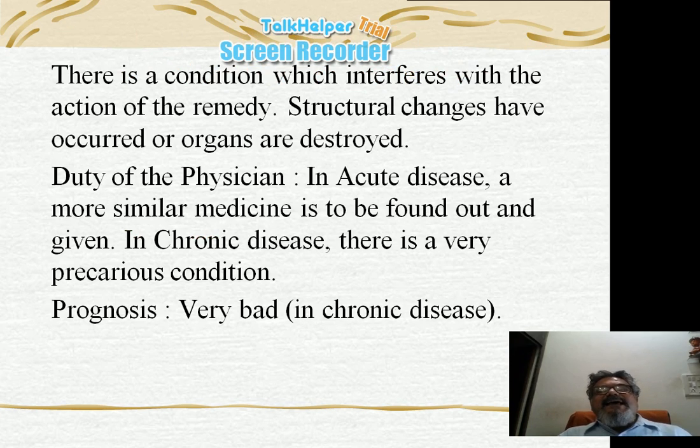There is a condition which interferes with the action of the remedy. Structural changes have occurred or organs are destroyed. Definitely they are right. In acute disease, a more similar medicine is to be found out and given. In chronic cases, there is a very precarious condition, a bad condition. In chronic cases, the prognosis is worse.